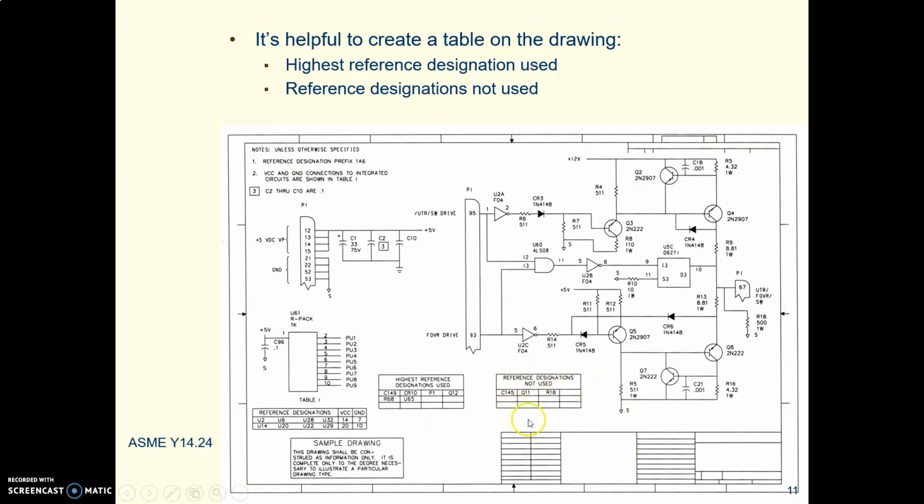They know, okay, I can stop. Then also include a table for numbers not used, and that will come up if you've drawn a schematic, then you've done a revision later and removed some component. So when you remove the component, that number is no longer in the drawing, and you put it in this table to alert your reader what's happening.